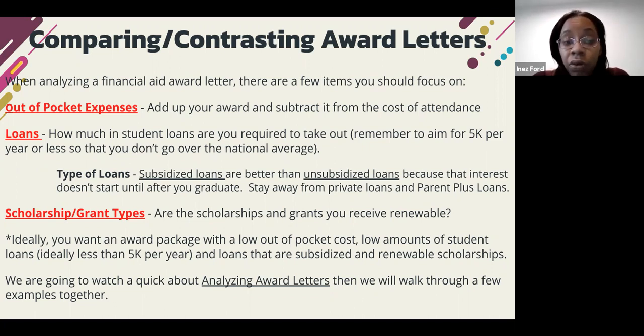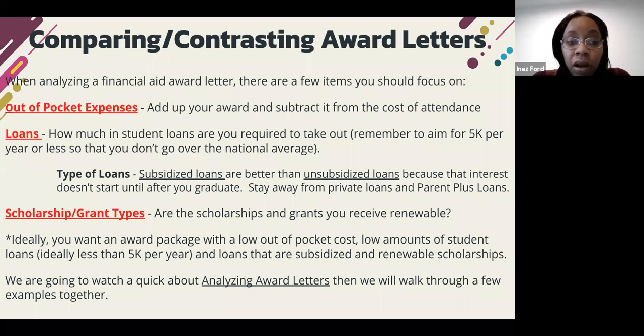But you want to add up all your awards, subtract it from the cost of attendance, and that's how much you owe. For example, if a school costs $30,000 to attend and they gave you $29,000 worth of aid, then your out of pocket is $1,000, because it costs 30, they gave you 29. You've got to come out of pocket $1,000, and that's something you want to think about.